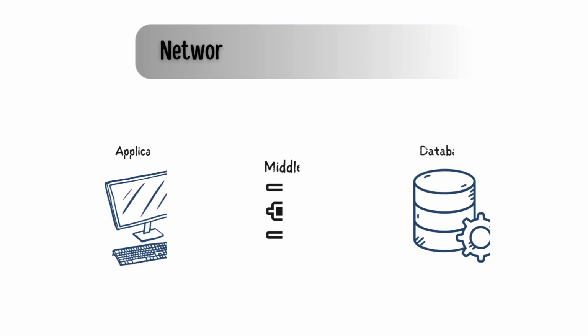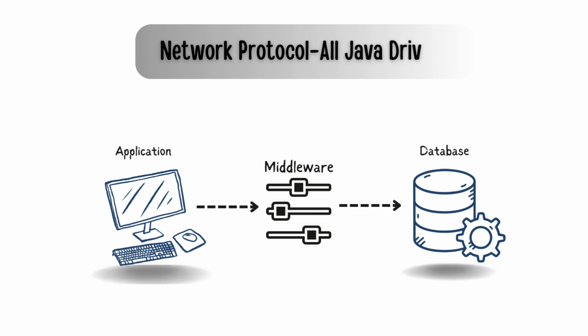Moving on to Type 3, the Network Protocol All Java driver, also known as the middleware driver. This driver uses middleware to convert JDBC calls into a database-independent network protocol. It offers portability and database independence, but introduces additional complexity due to middleware configuration.